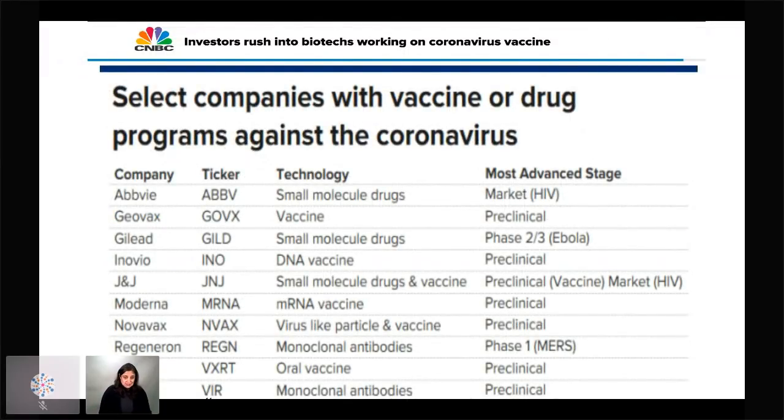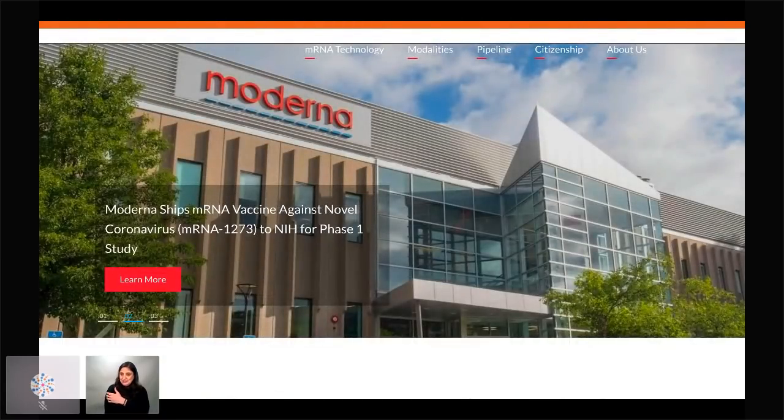I'll just draw your attention to a couple of them. GeoVax is creating a normal kind of vaccine, and they're in the preclinical stage right now. But take a look at Inovio, which is developing a DNA vaccine, and Moderna, which is developing an mRNA vaccine. Those are quite interesting because what they're doing is putting the DNA or mRNA under the skin and allowing that to incorporate into your own cells and have you make pieces of the virus and then mount an immune response to it. It's actually a much faster way of building a vaccine.